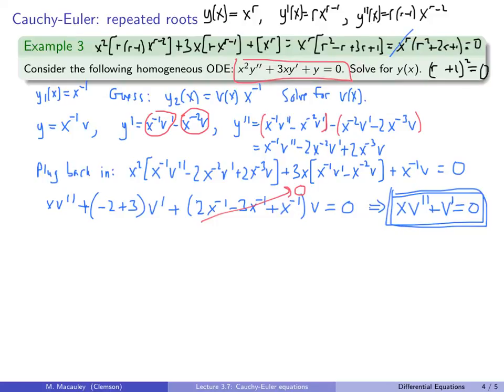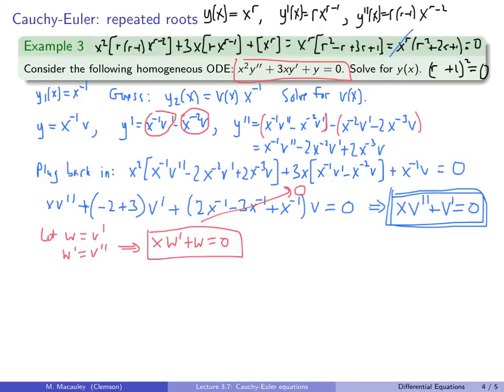So this is a second order equation. You may say, how the heck do we solve this? But it's really just a first order equation, right? Because this is v prime and v double prime. If we call v prime a new function w, then we just have w and w prime. So let's do that. Let's let w equal v prime. So w prime equals v double prime. So really this equation, I'm thinking of it as x times w prime plus w equals 0. That's a better way to write it.